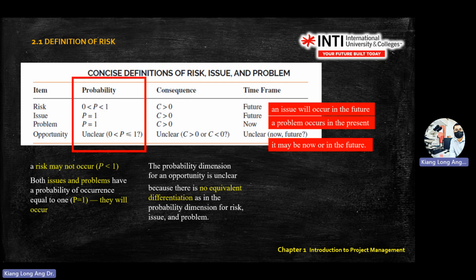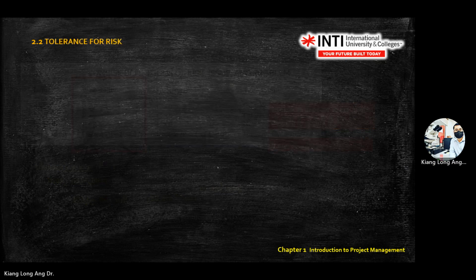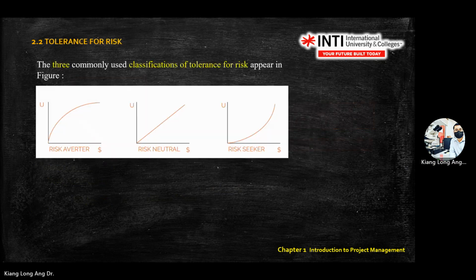Yeah, so this is a table on how you explain about risk, issue, and problems. Okay, next we talk about tolerance of risk. This one is more on the profile of a project manager. So you have three profiles or three behaviors.